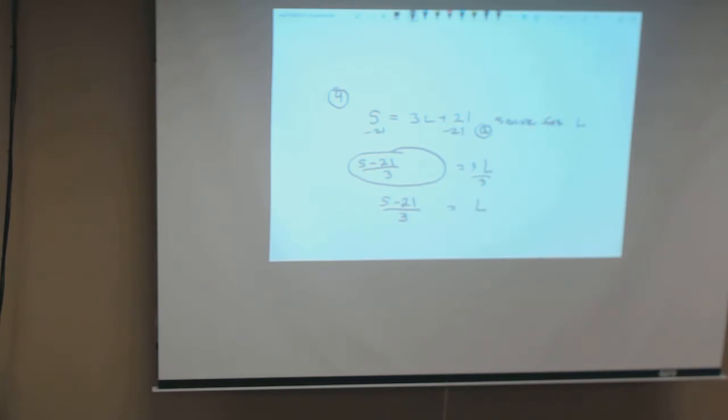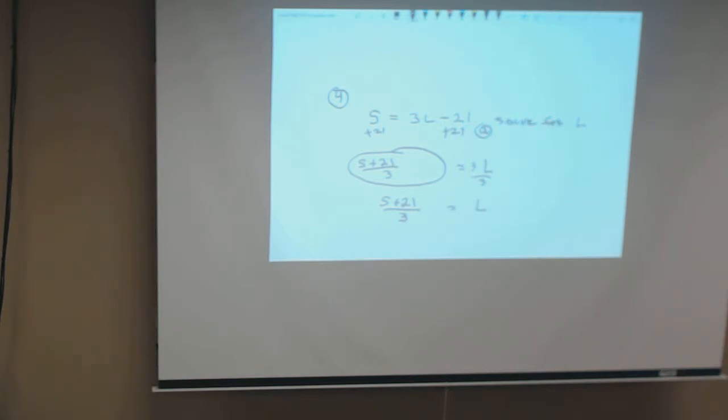The problem says 3L minus 21, not 3L plus 21. Oh, man. Boy, 3L minus 21. So that means I have to add 21. So now, my answer is S plus 21 over 3 equals L.